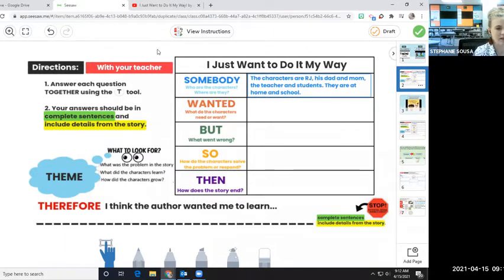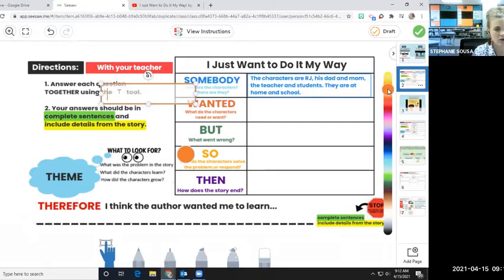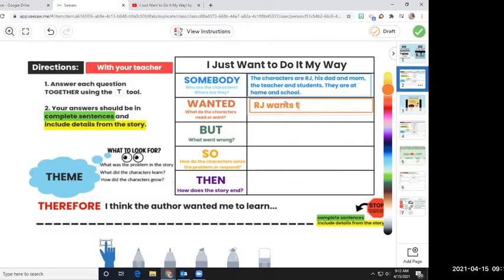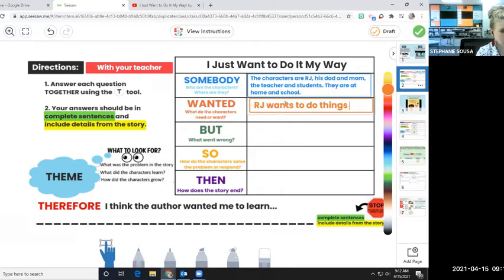Wanted. Now, for this, I'd like for us to focus on RJ, okay? RJ wanted something. Also, his teacher wanted something. Also, his parents wanted something, but it all is centered around RJ. So, wanted. What does RJ want to do in the text called, hint, hint, I just want to do it my way? Oh. Aiden G, what does RJ want? RJ wants to do it his way. RJ wants to do things his way.